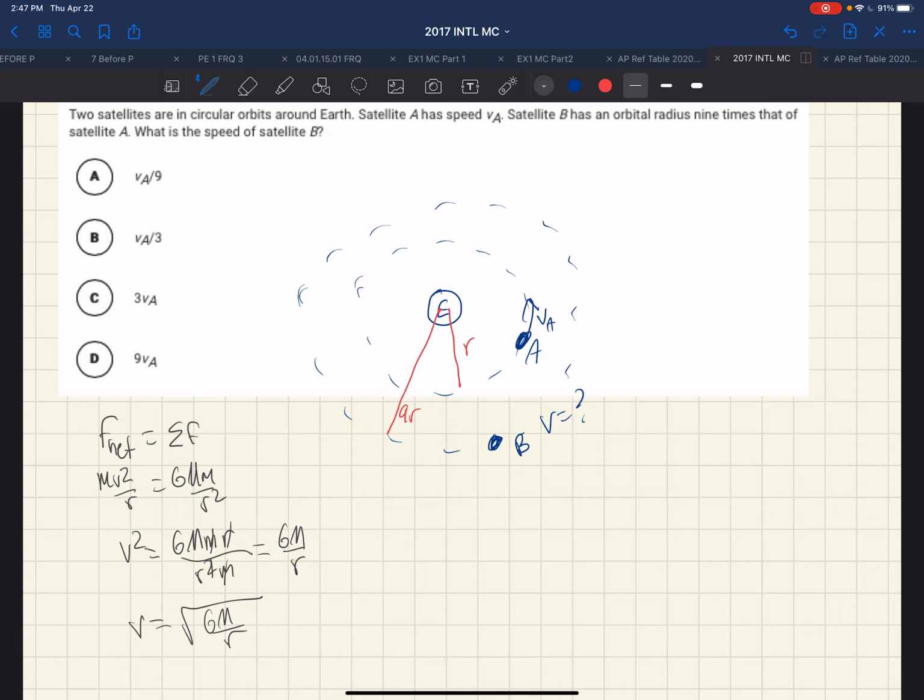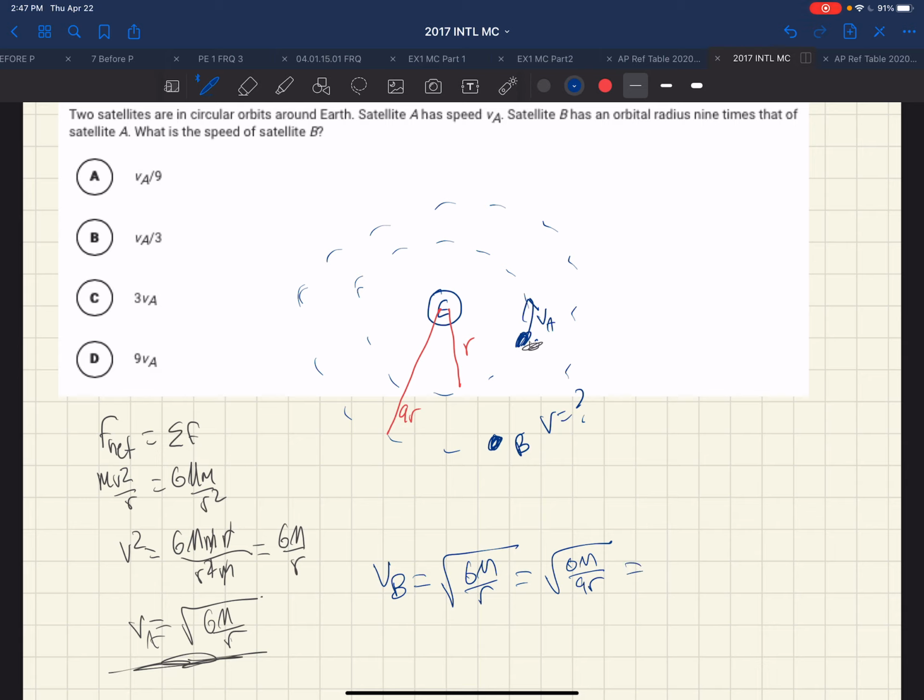So if we have a velocity here at A, well, this is what the velocity is. And let's say this is the velocity A. So VA equals this. Well, if we look then at velocity B, that is also going to be equal to the square root of GM over r. But for our example here, it's 9r. Square root of GM over 9r.